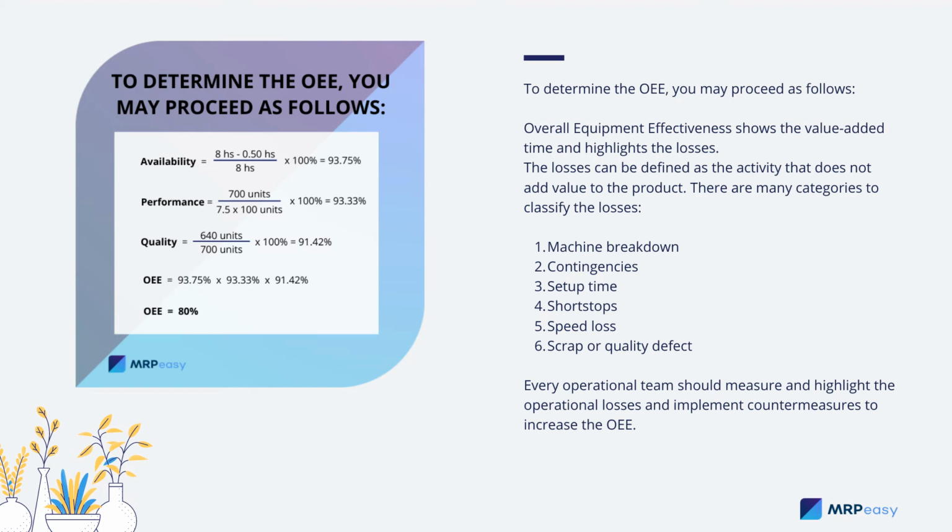Overall Equipment Effectiveness, OEE. Overall equipment effectiveness shows the value-added time and highlights the losses. The losses can be defined as the activity that does not add value to the product. There are many categories to classify the losses. 1. Machine breakdown. 2. Contingencies. 3. Setup time. 4. Short stops. 5. Speed loss. 6. Scrap or quality defect. Every operational team should measure and highlight the operational losses and implement countermeasures to increase the OEE.